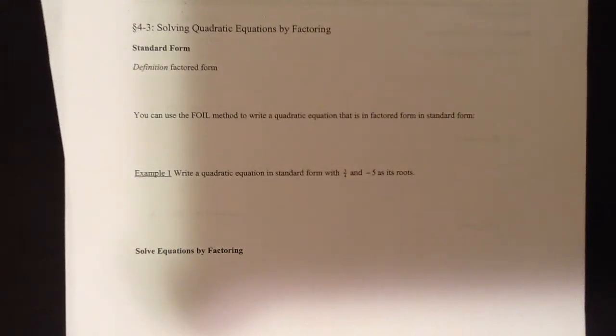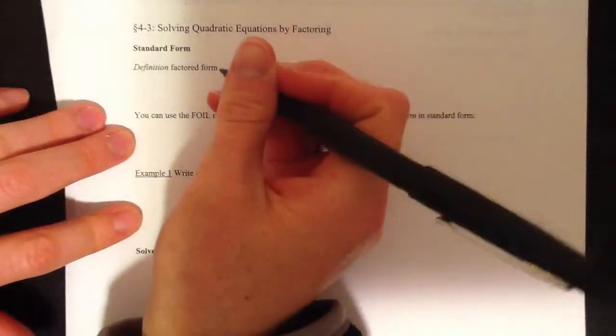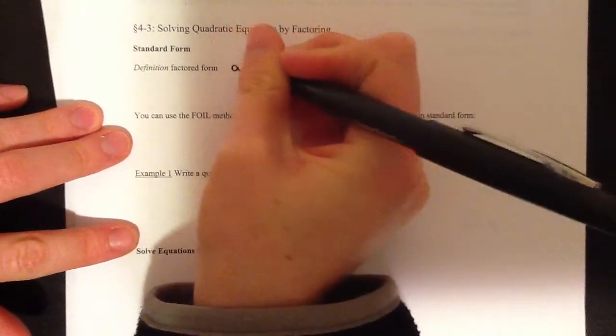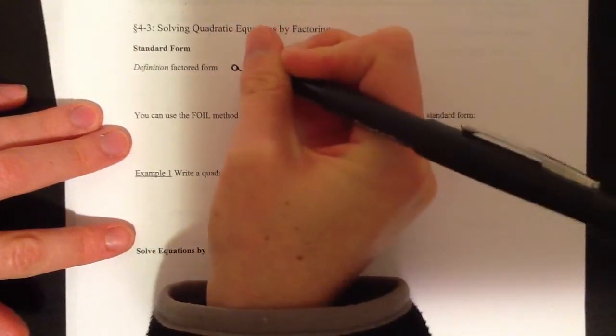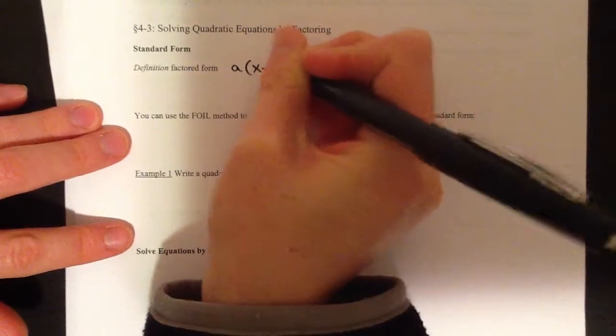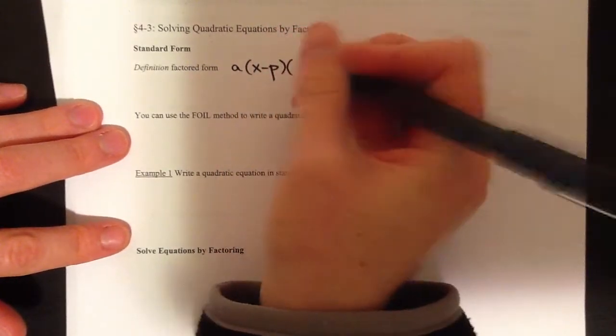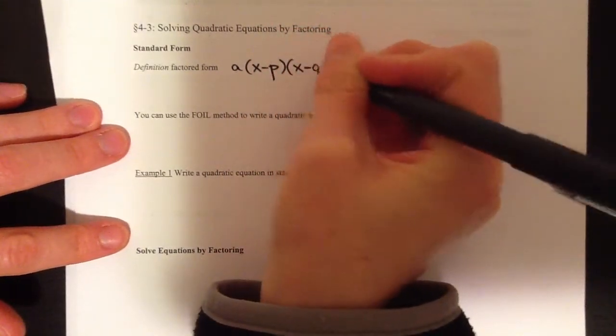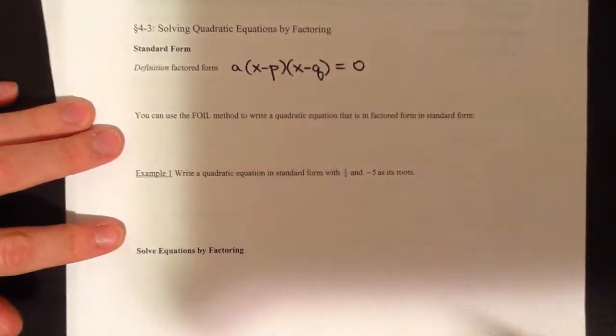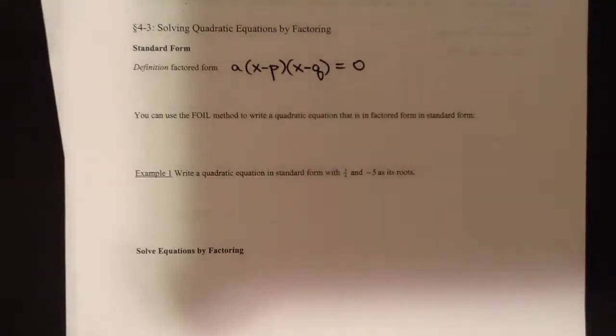So we're going to start with standard form, which actually begins with what we call factored form. So factored form of a quadratic equation looks like this. It is a, and then in parentheses we have x minus p, and then in parentheses again we have x minus q, and this equals 0.